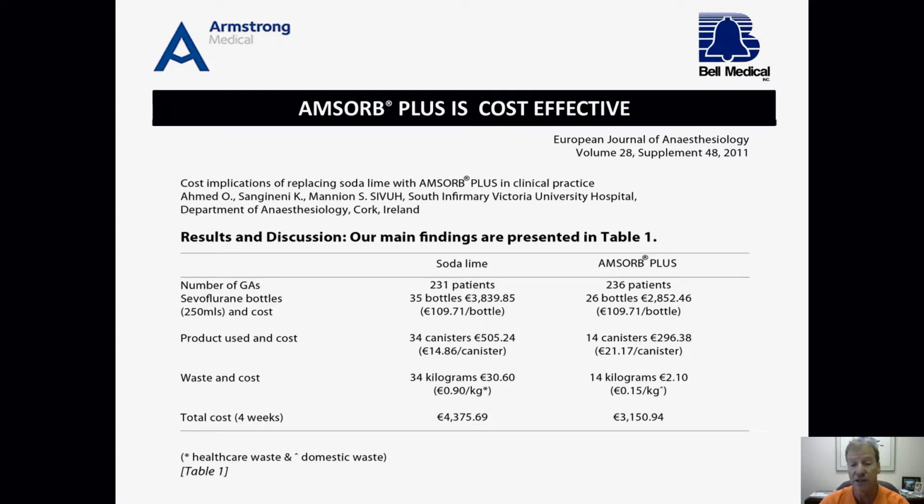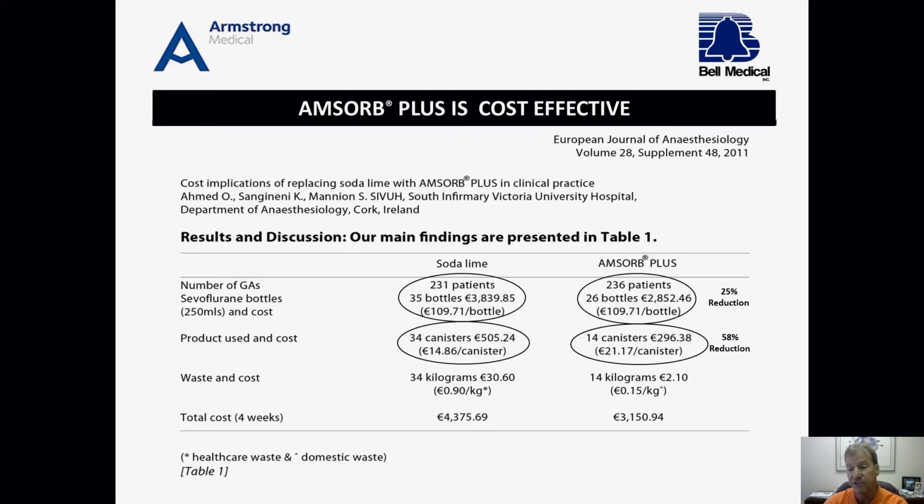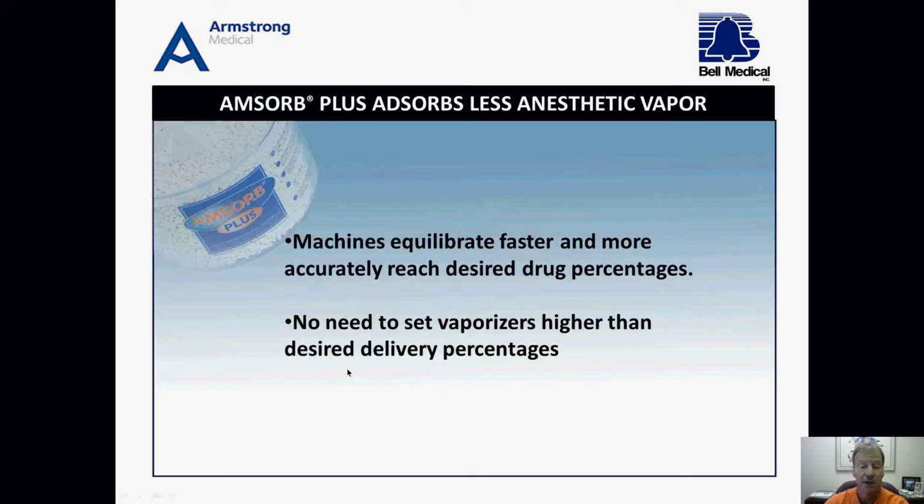This is actually the Mannion study, 2011, that was done in Ireland, and basically we have this all printed out for you to look at, and basically they did a study of 4 operating rooms and compared all the things as much scientifically as they could, and they were able to use 34 canisters with soda lime, only 14 canisters, because once again they were able to use them to completion. So basically significant cost savings. That's something we all ought to read, and I'll send out to you. But there's the 58% reduction. There's the 25% reduction.